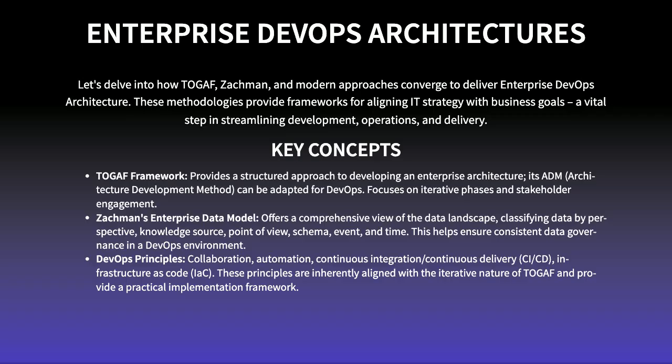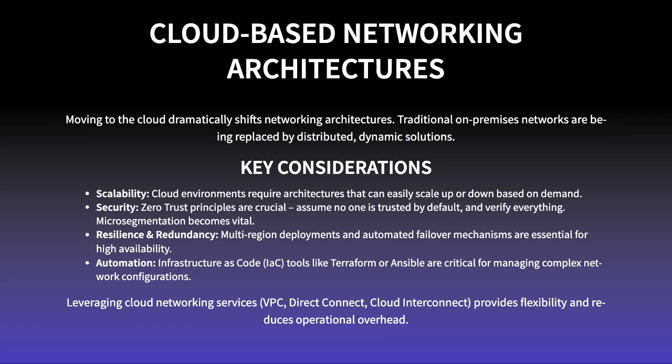Okay, let's talk about how moving to the cloud changes our thinking about networking. It's a big shift. Traditional networks were pretty static, everything was in one place. But the cloud demands something different. We need architectures that can grow and shrink as needed, almost instantly. Think about things like handling traffic spikes during a sale or scaling up your services based on user demand.